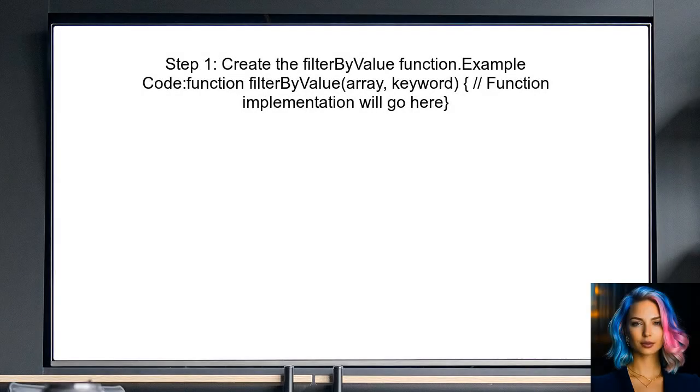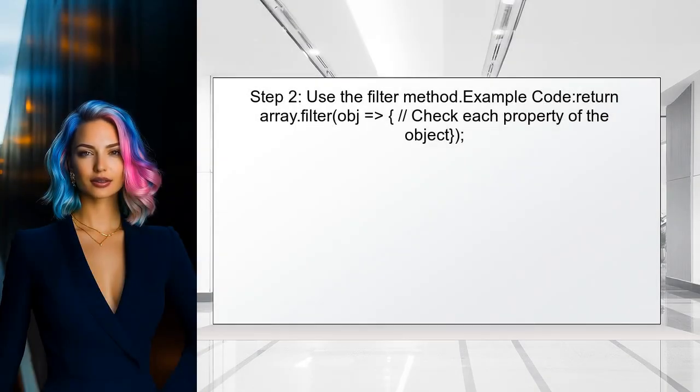To filter an array of objects based on a string keyword, the user can create a function called filterByValue. This function will take two parameters, the array of objects and the keyword to search for. Inside the filterByValue function, the user should use the filter method to iterate over each object in the array. For each object, they will check if any of its properties contain the keyword.